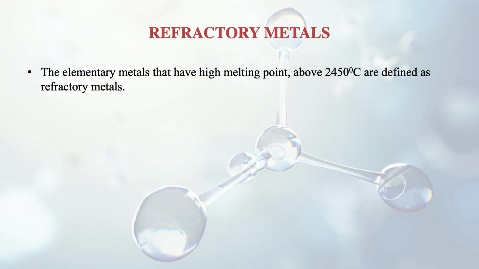So after discussing the various methods of production of ceramics, we now move on to the refractory metals. Like ceramics can withstand high temperatures, there are certain metals also which can withstand high temperatures. That's why they have been termed as refractory. So the elementary metals that have a high melting point above 2450 degrees centigrade are defined as the refractory metals.